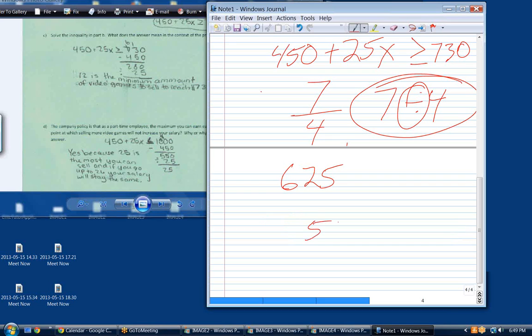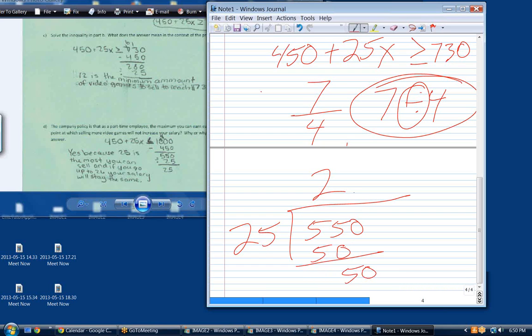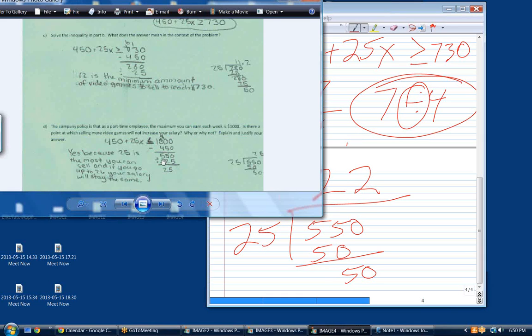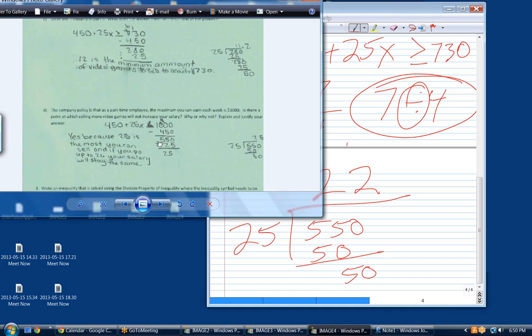Let's do it by long division and see where you went wrong. So I did 25 goes in there twice. Just 50. Which would leave 5. Drop the 0. Oh, 22 times. Yeah, that's where I messed up.